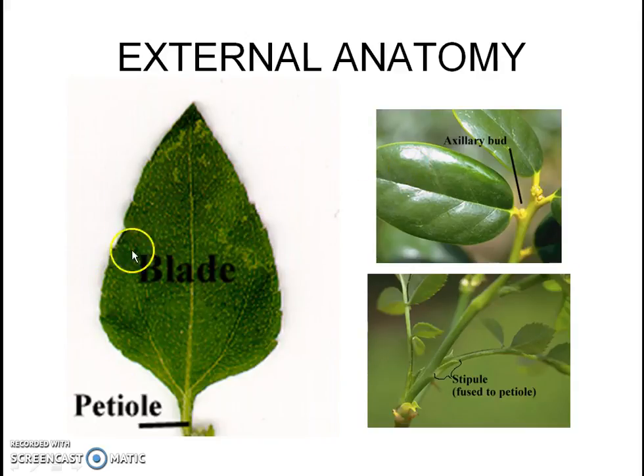External structure of leaf blade. This is a margin of the leaf blade. This is a petiole, and you can see stipules at the base of the leaf petiole.